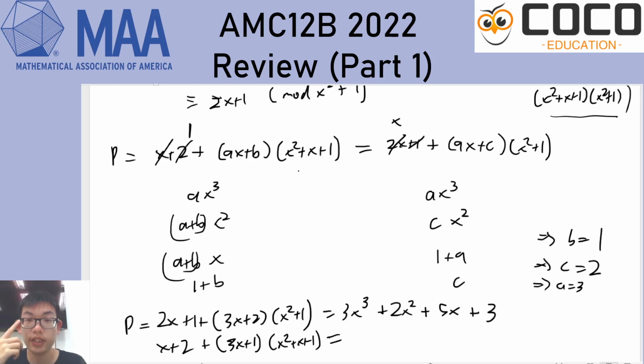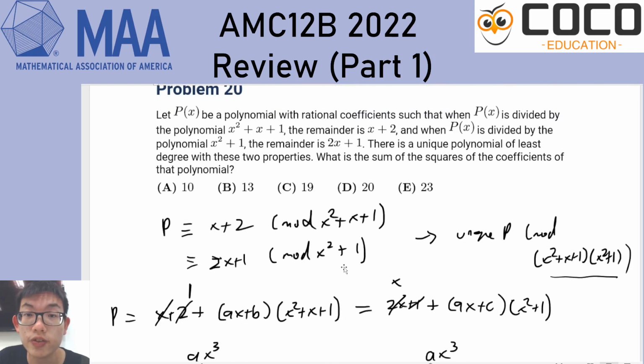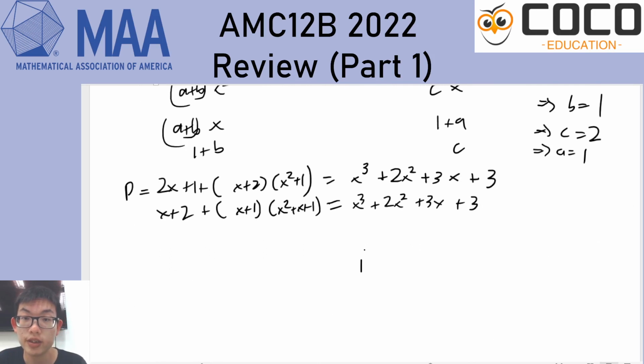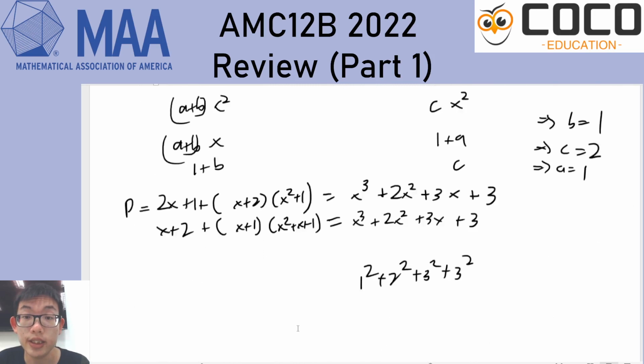Let me just double check whether I've messed anything up. I want a plus b to be equal to c. My goodness. I have totally conked. A is just 1. Sorry, so this is just x cubed plus 2x squared plus 3x plus 3. Okay, so that works, and the question asks for the sum of squares of coefficients. 1 plus 4 plus 9 plus 9 is 23.